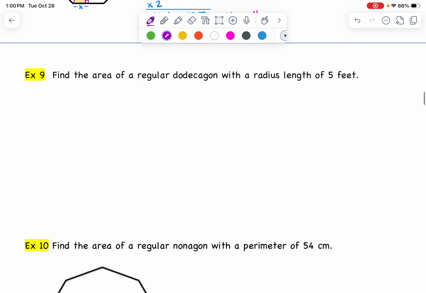Find the area of a regular dodecagon. Okay. This one's going to be gross because A, I don't have a picture, and B, they gave me the radius. Man, that really sucks because I don't need the radius. I need the apothem and I need the side length so I can find perimeter, which means I'm going to have to find everything from scratch, right? Using the radius, of course.